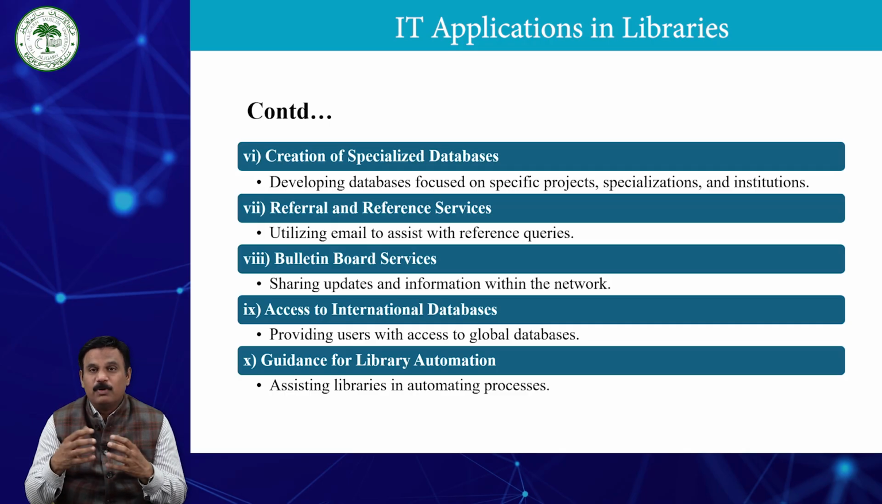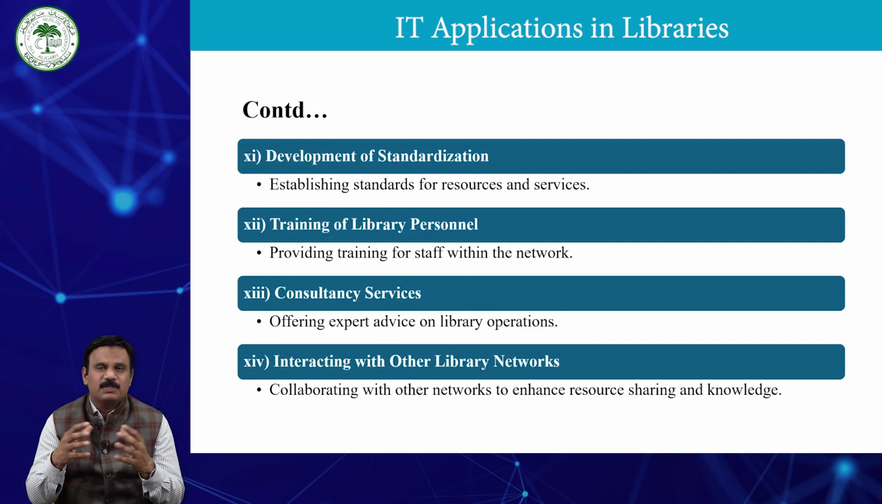Guidance for library automation. The member libraries can help each other to automate their collections, and in every way they can assist in the automating processes of the libraries. Another function of the library network is development of standardization. In consultation with member libraries, the central library or the node library or the coordinators can take initiative to develop standardization for establishing standards for resources and services.